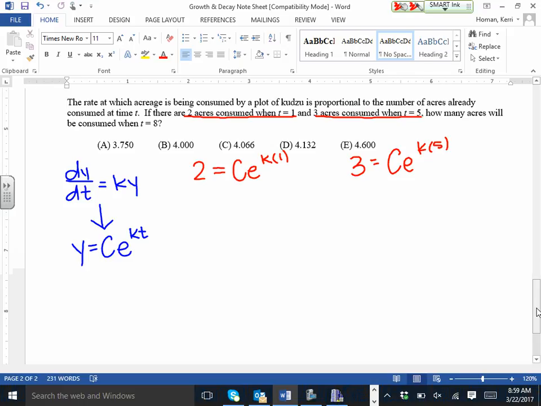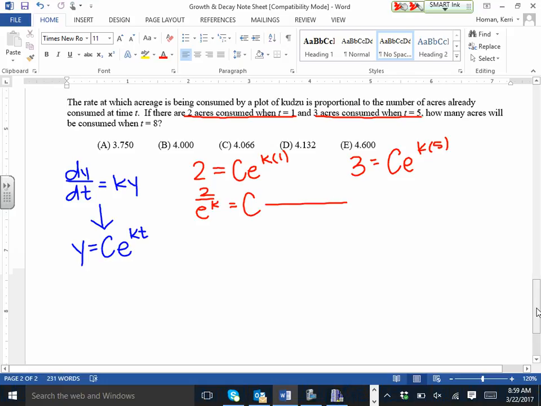So you can do this a number of different ways, but probably the most straightforward would be to use substitution. That's probably what's going to come back easier for your algebra skills. All right. So this is what we can do. What would be easy to solve for in this equation? C. C equals 2 over e to the k. Right? Yes.